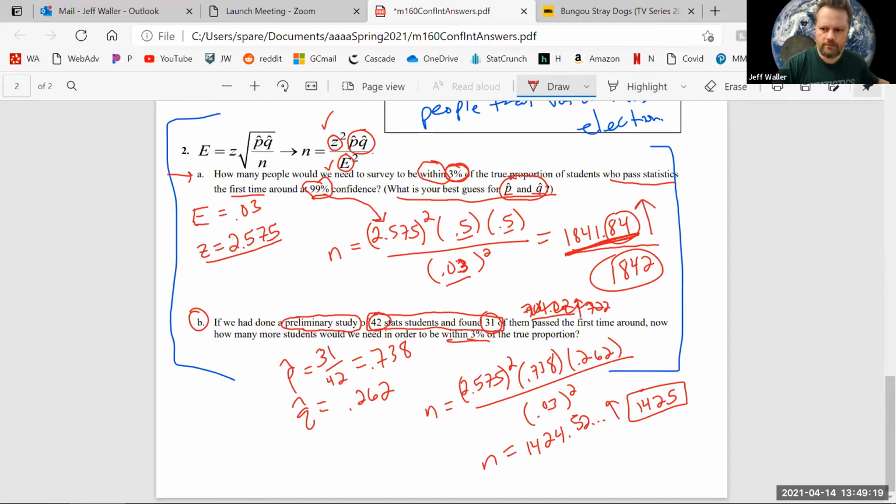So I need over 400 fewer people since I did that preliminary study. So that's why those are done. That's one reason why they're done. So I want you to really understand. If I know ahead of time I want to be plus or minus 3%, I can use this formula to figure out how large of a sample I should take. Are you guys with me?